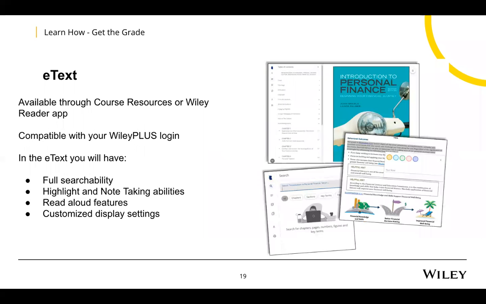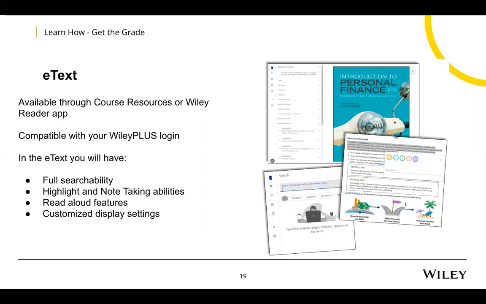So just some benefits of having the online textbook. It's available through Course Reader or the course resources, or the Wiley Reader app. And it's compatible with the same Wiley Plus login that you would have used to register. So you'll have full searchability as opposed to just a physical copy. You can also highlight and take notes within it. You could have a read aloud feature.